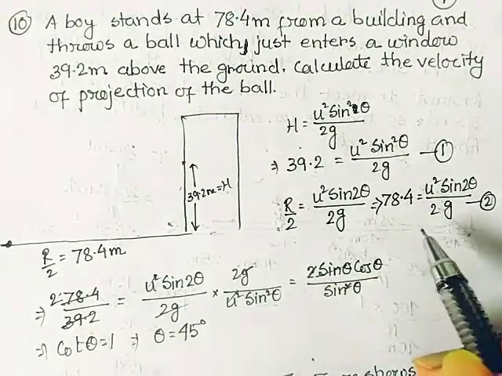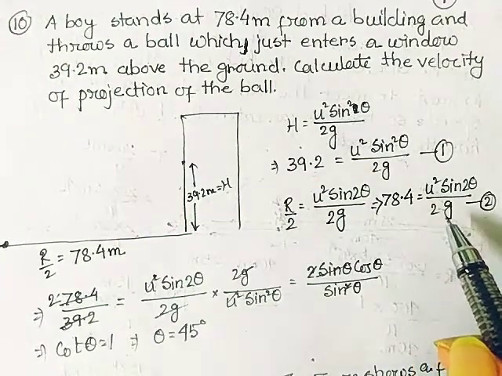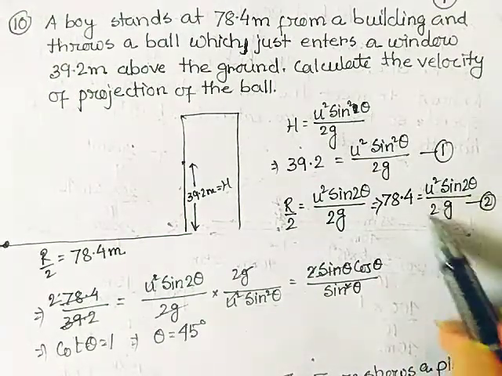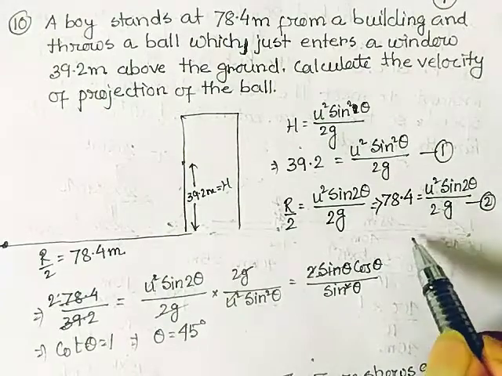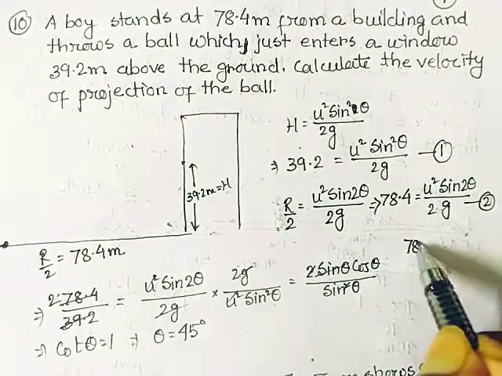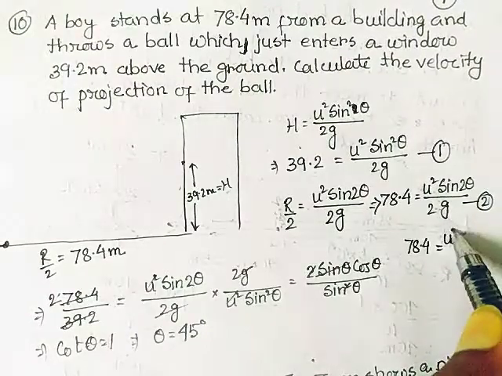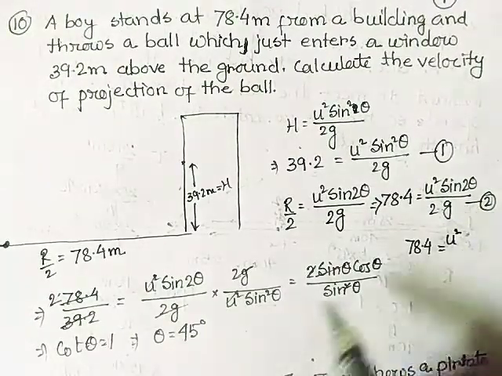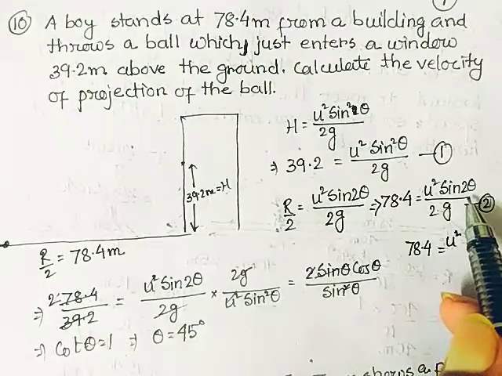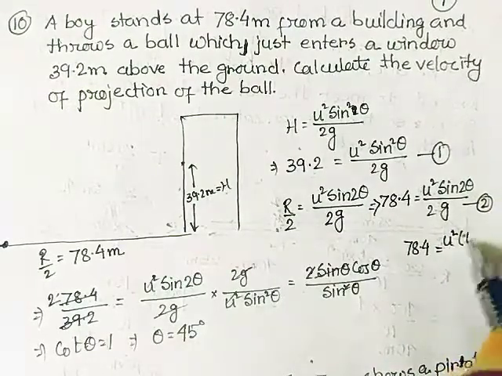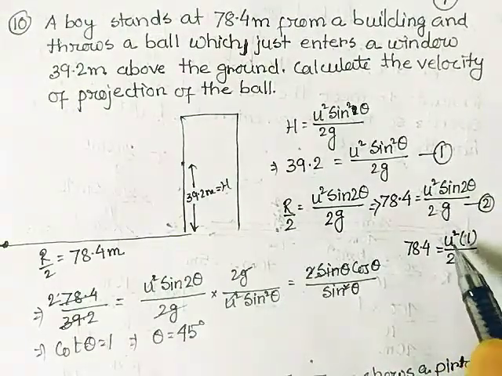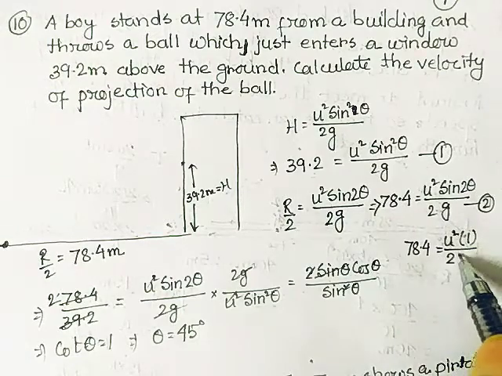If theta equal to 45 degree, then we have to place it in any of these equations. I choose equation 2. So if I place it in this equation, it will be 78.4 equal to u square sine 2 theta divided by 2g. Theta is 45 degrees, so sine 2 theta is sine 90 degrees, so you can say it is 1. The value of g, acceleration due to gravity, consider it is 10.